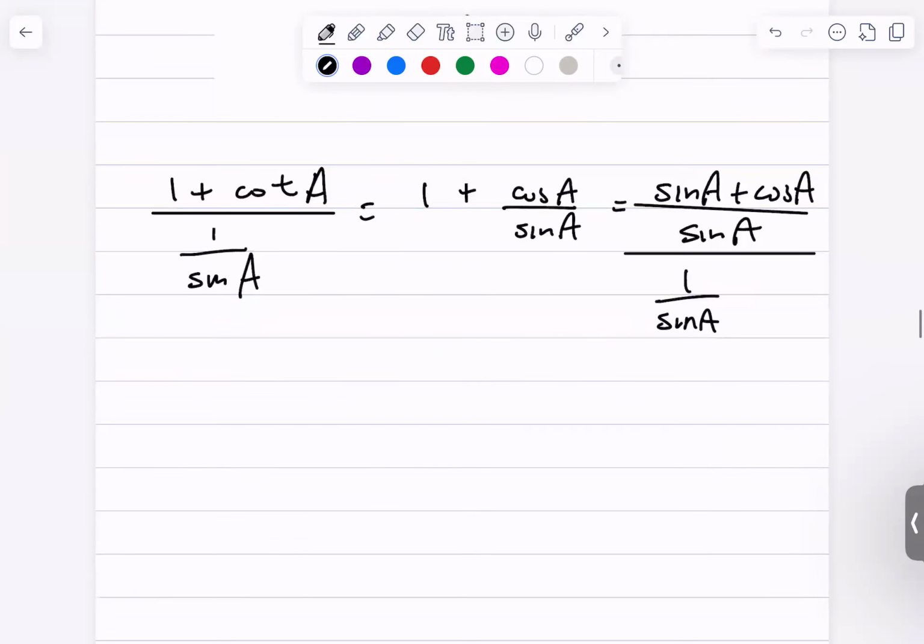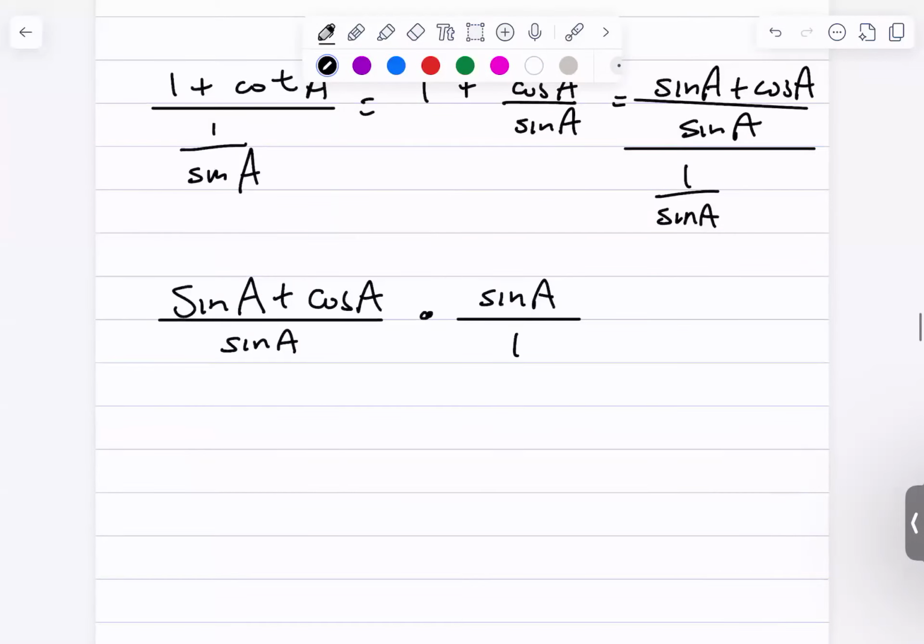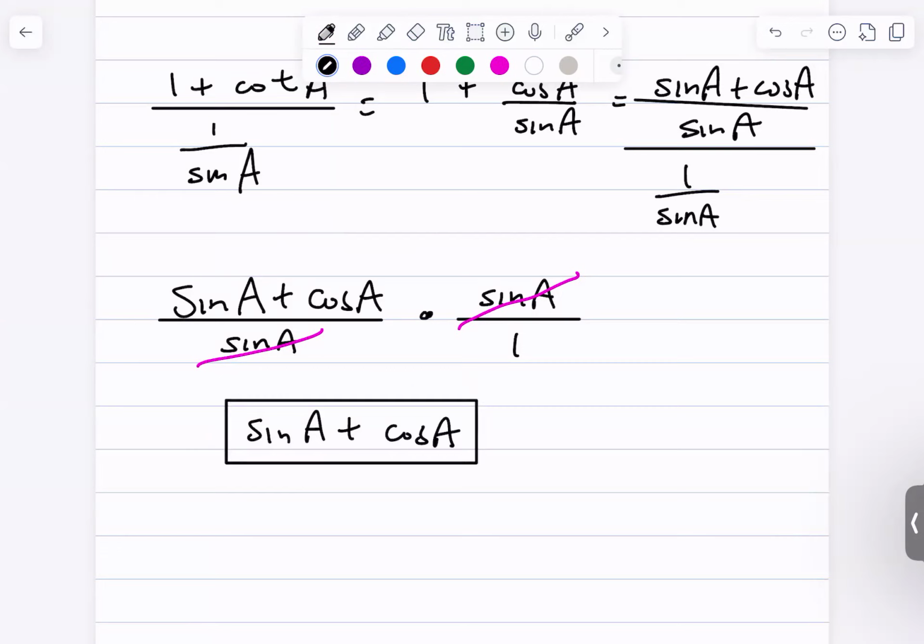Right? Keep, change, flip. Keep the first fraction. Change the division to a multiplication and take the reciprocal of the other fraction, the second fraction. So these sine A's cancel out, and you are left with sine A plus cosine A. Okay.